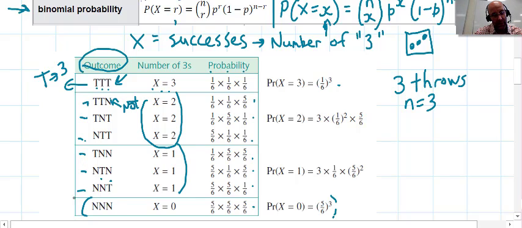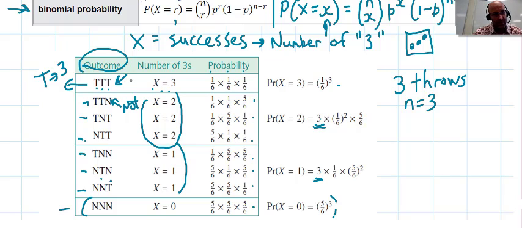Getting 1 three can happen in 3 ways, and getting no 3s can only happen in 1 way. So that allows us to correctly ascertain how many different ways this can happen. Okay, and that affects the calculation for the probability. You can see that these have 3s on them. Note the correspondence in this example.